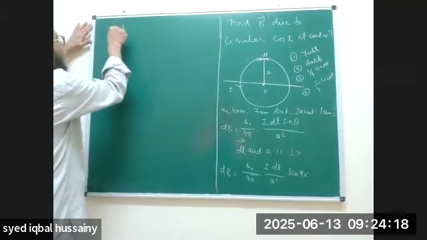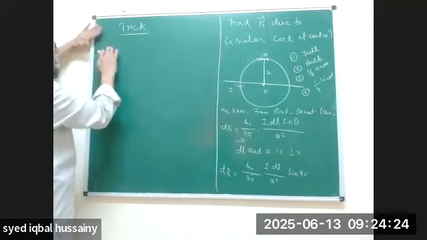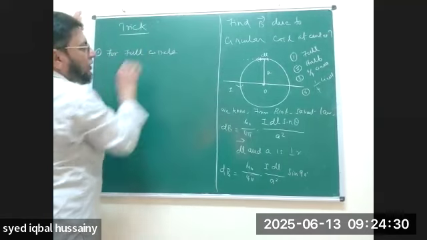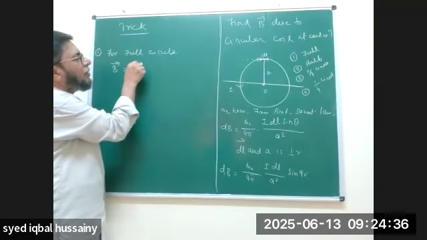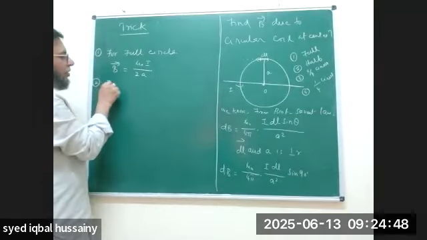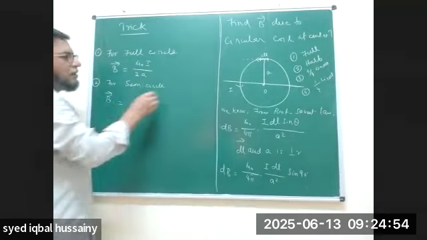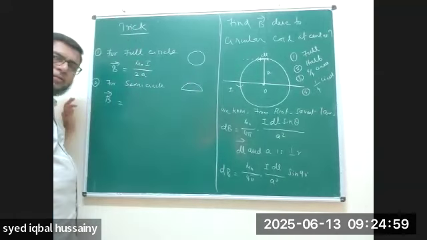So write down. First, for full circle, magnetic field. The answer we got is mu naught I by 2a. So this is the answer I get. Next question, in case in the board exam they ask one more question: for semicircle, what's the magnetic field? Look, this is the full circle. For semicircle means this is the semicircle. Is it correct? Yes, sir.